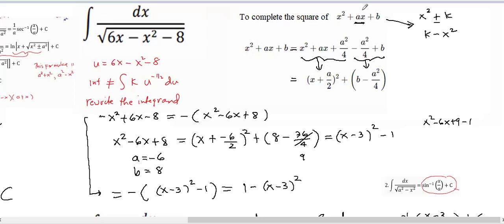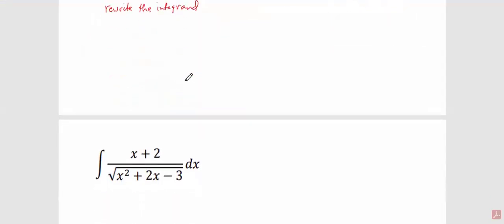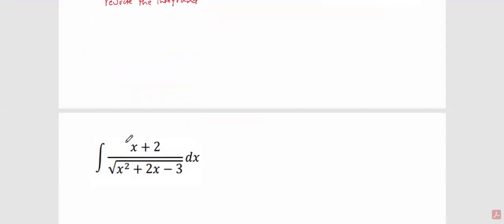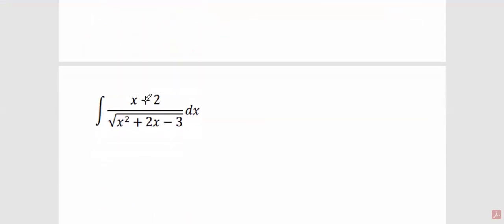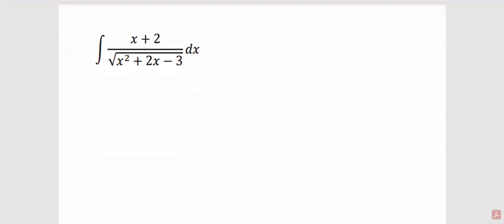How to complete the square of a quadratic having an x term. So that is this one. So dito constant yung nandyan. What if this is not simply constant? So let us solve this one.